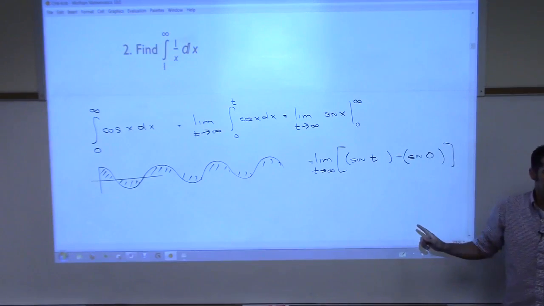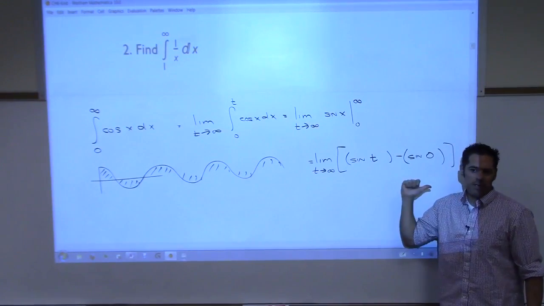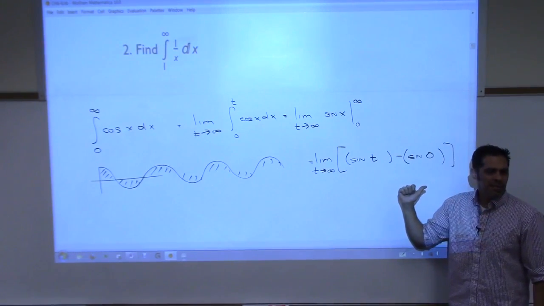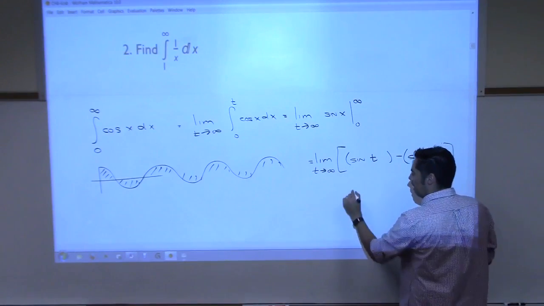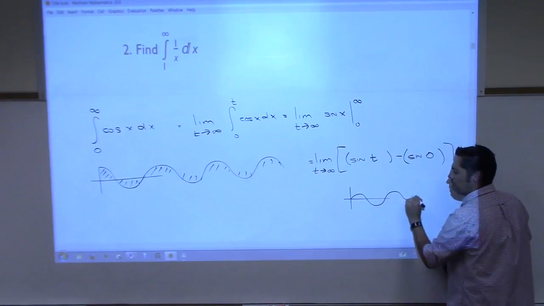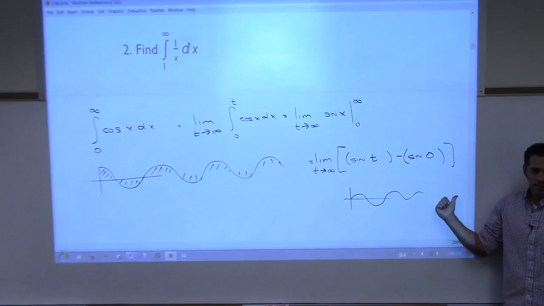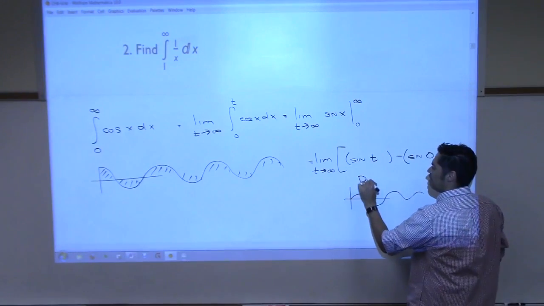Sine of infinity. That's basically asking you, what does the sine function do as you go to infinity? That limit in Cal 1 did not exist. If you look at that, here's a sine curve. Go this way. Where is it headed? Is it headed to a number? It's not. It's oscillating, right? So this limit right here does not exist.